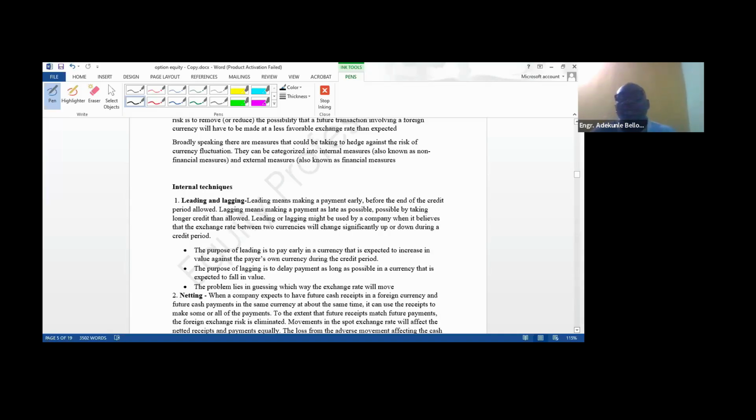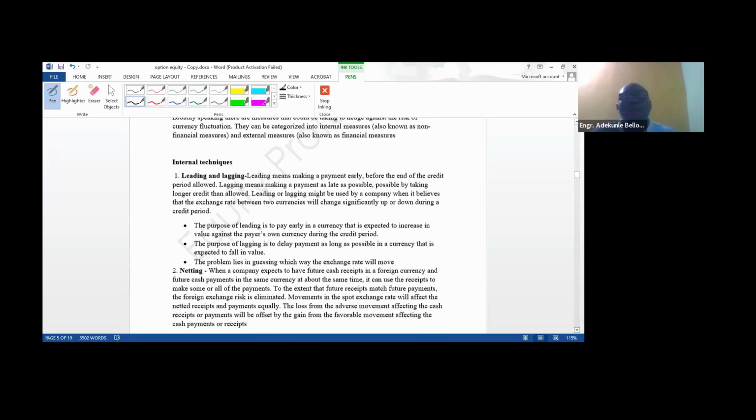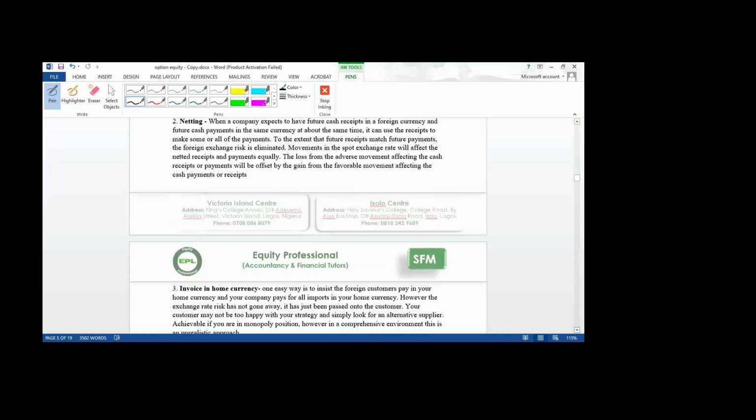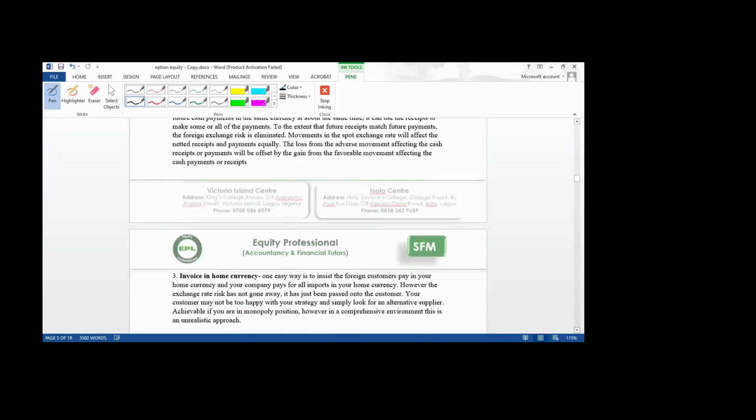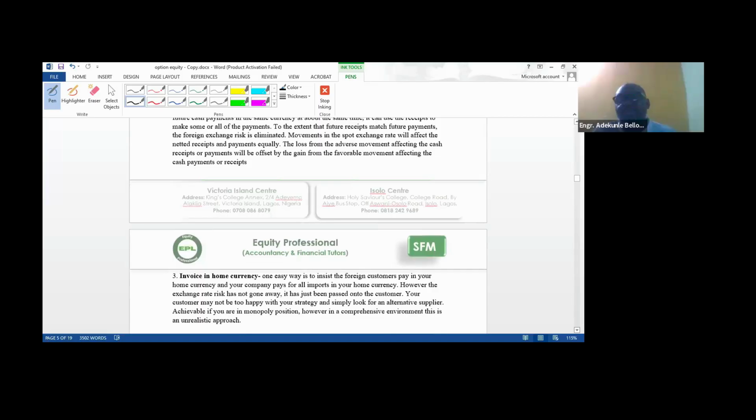Yes, your question. Charity. Sir, please take the definition of netting again. Netting. Yes, sir. It's an English word. Netting of foreign receipts against foreign payments in the same currency denominated. For example, look at the example.